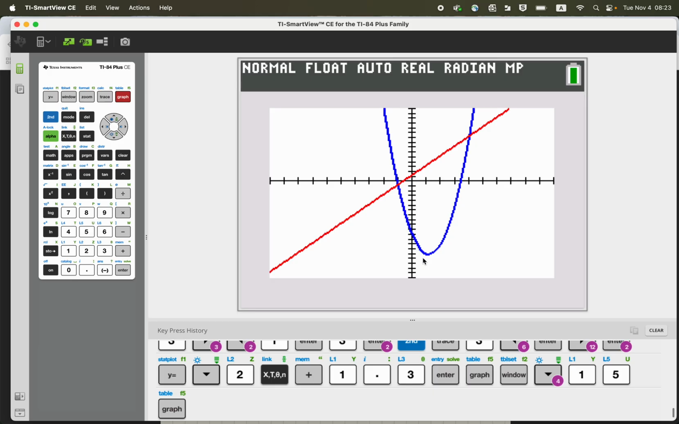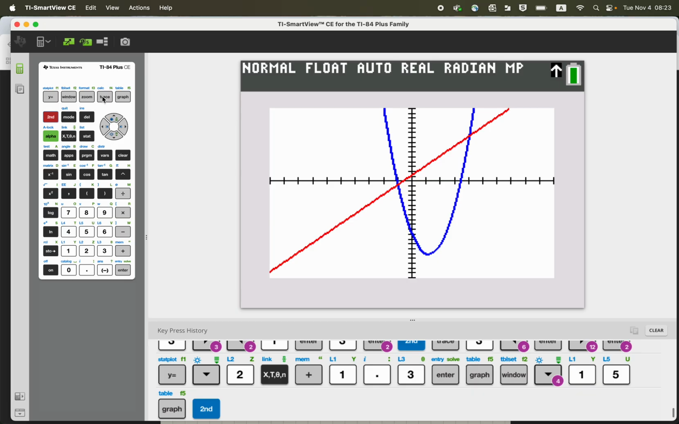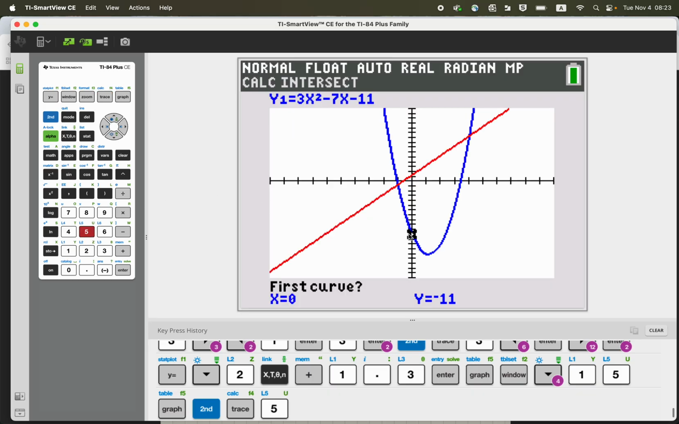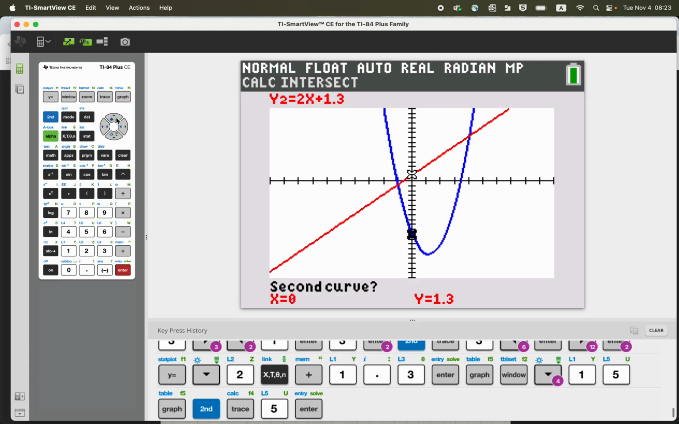So again, we want to calculate something, so I'm going to push second trace. That gives that blue command. Now I want to find an intersection point, so I'm going to push 5. Now this is a little bit different. It's going to prompt you for the two curves that you want to find the intersection of. Right now this is on the blue, so I'm going to push enter. It's now on the red. I can push enter, but just so you know, if you push the up or down button, that's how you can alternate between the curves.